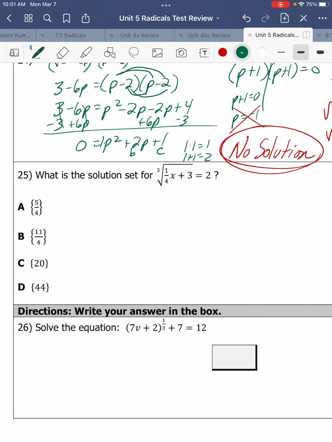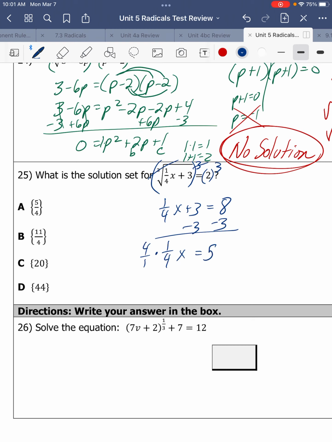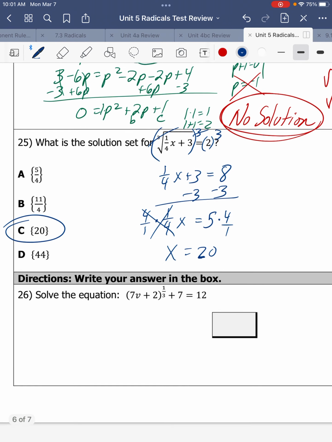And 25, so we have to solve this. So the radical is isolated already, so we undo the radical by cubing. We have 1/4 x plus 3 equals 8. We subtract 3. 1/4 x equals 5. Undo the fraction, you multiply by the reciprocal. You get x equals 20. Because we didn't have a quadratic at all, we don't have to check.